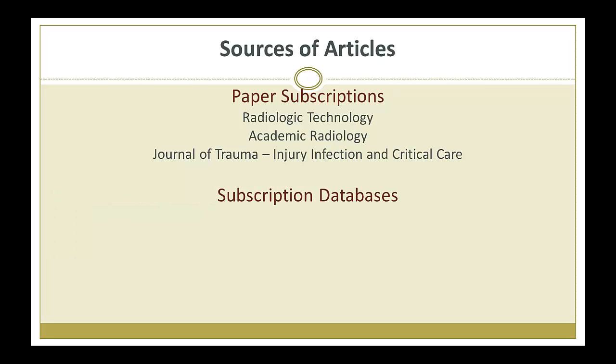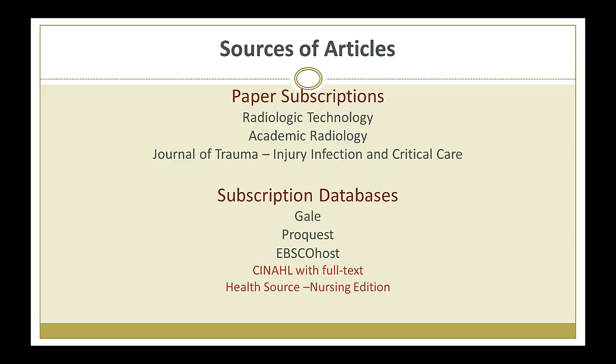Matheson Library subscribes to numerous online research databases. A database is a collection of magazine articles, scholarly journal articles, and newspaper articles searchable online. These are the same articles that are available in the paper copies and are therefore more reputable than many internet sources. Some of the database subscriptions include Gale, ProQuest, and EBSCOhost, which includes CINAHL with full text, Health Source, Nursing Edition, and Medline.